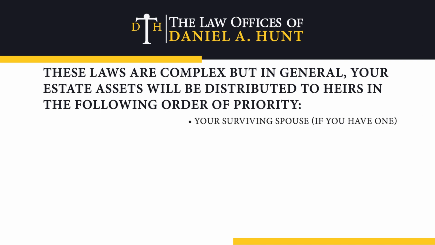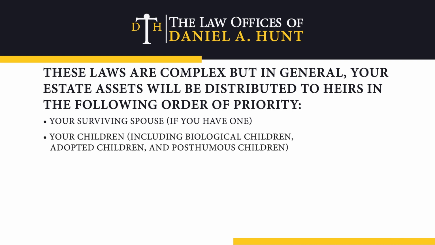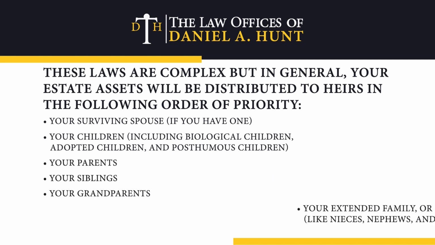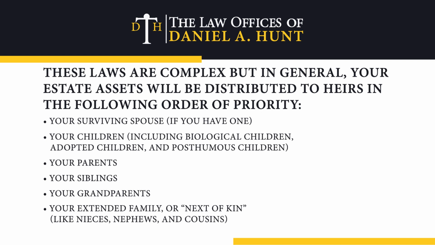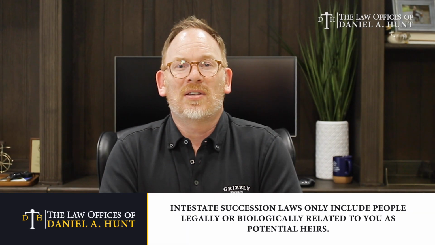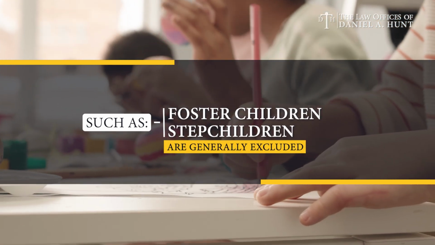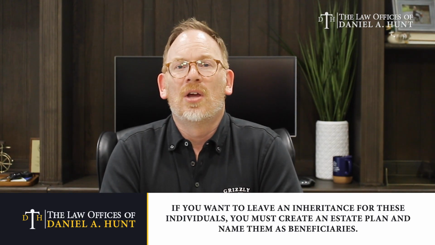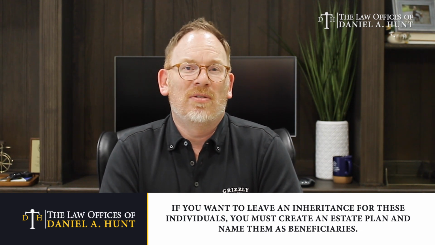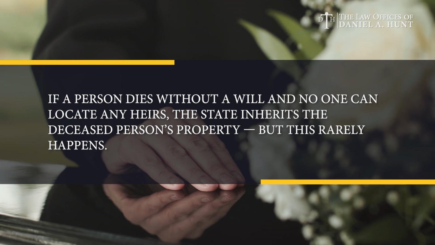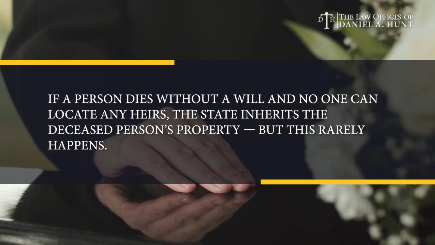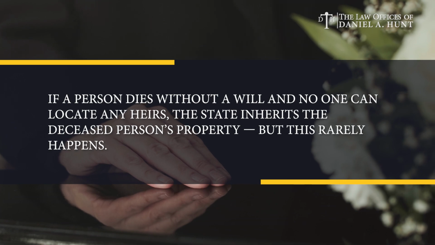following order of priority: your surviving spouse, if you have one, your children, including biological children, adopted children, and posthumous children, your parents, your siblings, your grandparents, your extended family, or next of kin, like nieces, nephews, and cousins. Intestate succession laws only include people legally or biologically related to you as potential heirs. Others, such as foster children or stepchildren, are generally excluded. If you want to leave an inheritance for these individuals, you must create an estate plan and name them as beneficiaries. If a person dies without a will and no one can locate any heirs, the state inherits the deceased person's property, but this rarely happens.